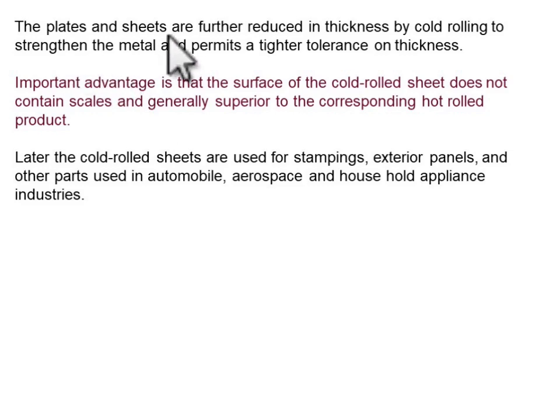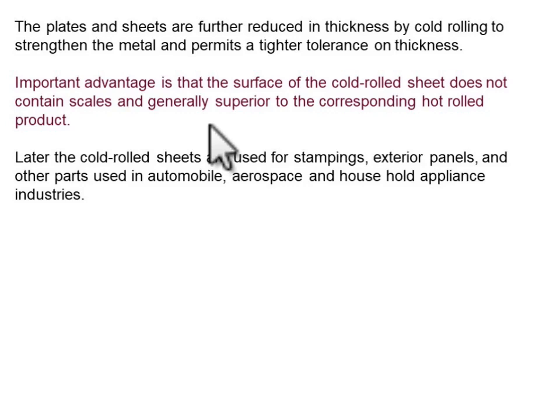Now the plates and sheets are further reduced in thickness by cold rolling. We have discussed hot and cold working in our previous lectures. Cold working means the temperature of working is very low, near room temperature. If we perform cold working, there is no oxide formation and no scale formation over the material, so the surface quality will be better. That is written here: the important advantage is that the surface of cold worked sheet does not contain any scales and is generally superior to the corresponding hot rolled product.